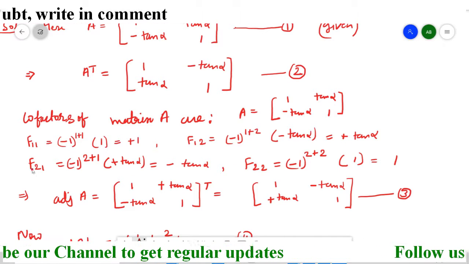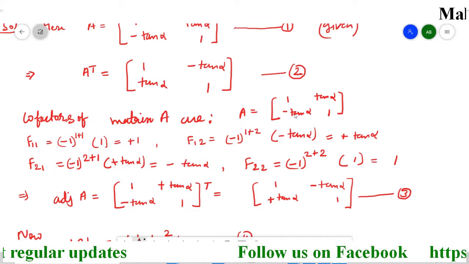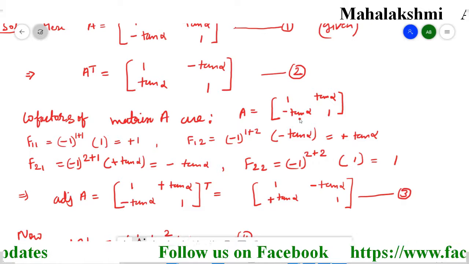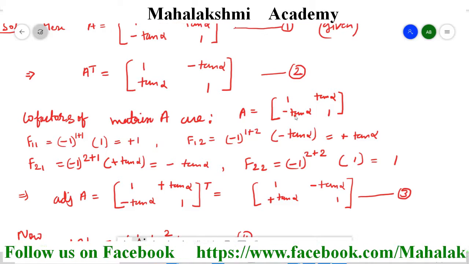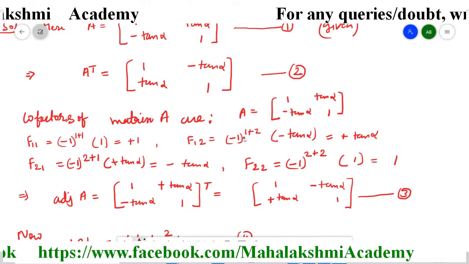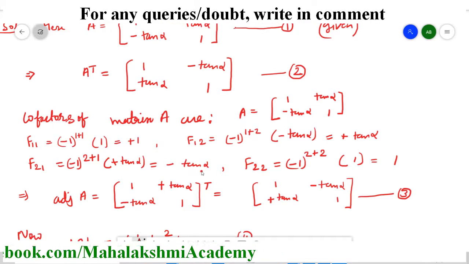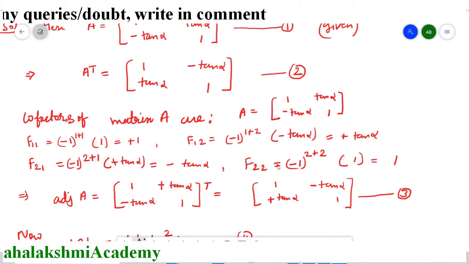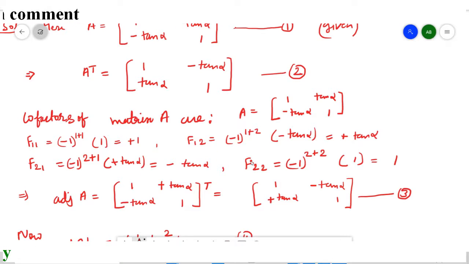In the same way F21: 21 means second row, first column. So this is the second row and this is the first column. When we cross out the second row and first column, we are left with only the element tan α. That's why I wrote tan α here. When we process it, we will get minus tan α. Similarly, we obtained F22 also. So these four are the cofactors.